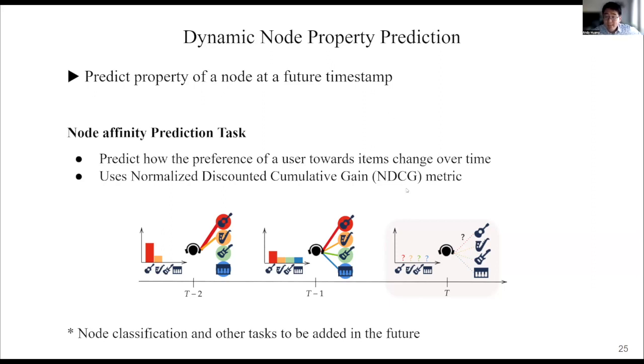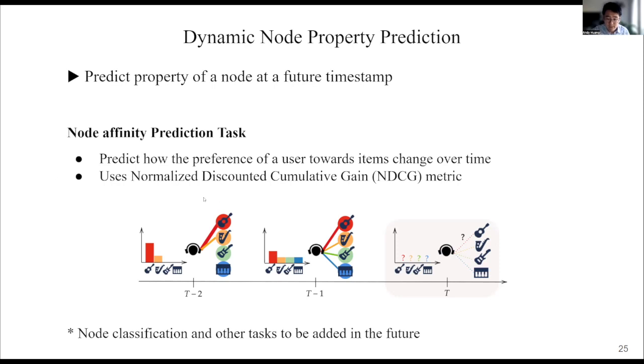The goal for this category of task is to predict the property of a node at a future timestamp. Note that this is still very different from static prediction, because in the static task, you usually have one label for the node for the entire graph, right? But for a temporal graph, the label of a node can also change over time, and you want to learn the dynamics of how the node interactions change.